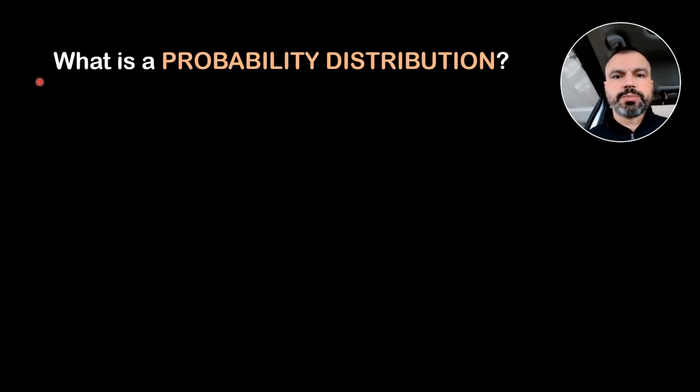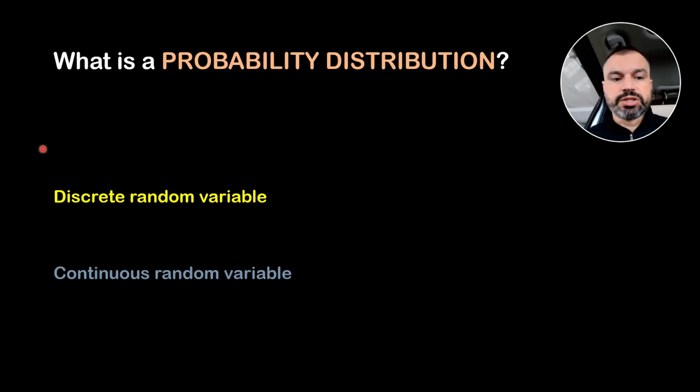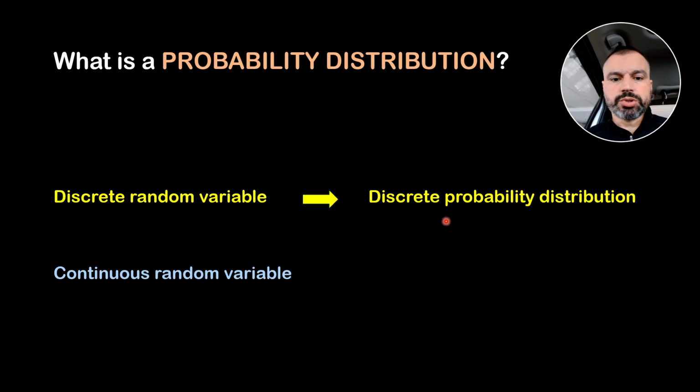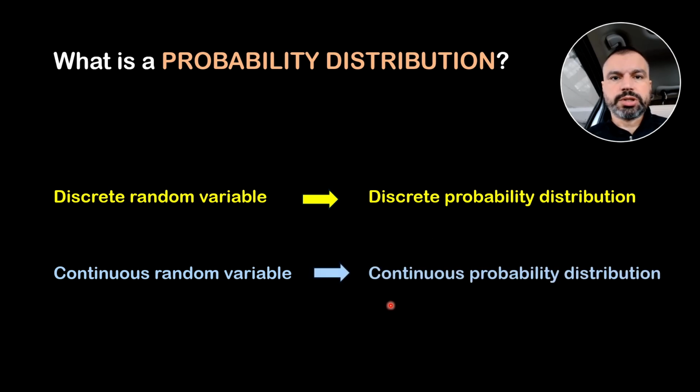So far, we've talked about probabilities and random variables. Let's now focus on probability distributions and see what they are. There exist many probability distributions, and since there are discrete random variables and continuous random variables, we're going to also have discrete probability distributions and continuous probability distributions. In fact, we say that a discrete random variable follows a discrete probability distribution, and a continuous random variable is associated with a continuous probability distribution.